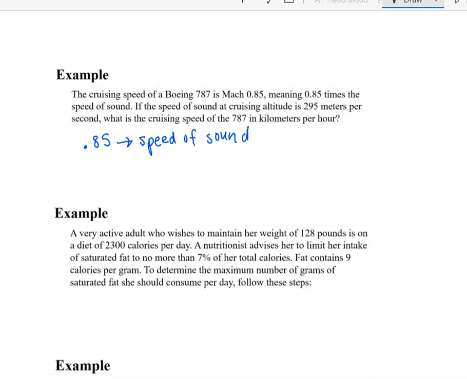Okay, and it says if the speed of sound at cruising altitude is 295 meters per 1 second, so that's what we're starting out with. What is the cruising speed of the 787 in kilometers per hour? So basically we've got a Mach of 0.85 times the speed of sound. Well, we take 0.85 times 295, and that's going to be in meters per second.